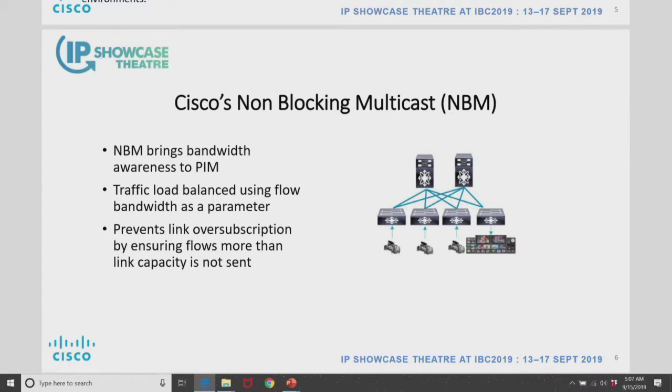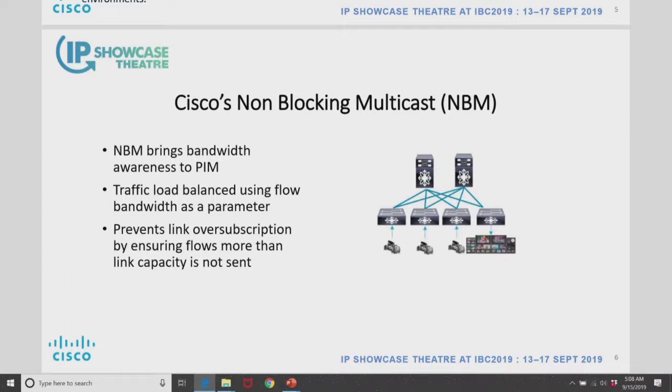Now the question is, how do you manage the signaling within this fabric? For this project, what they used is non-blocking multicast. And what is non-blocking multicast? It is the ability to ensure no oversubscription in the links between the spines and the leaves, or even towards the endpoints. It's very similar to what the previous colleague was discussing.